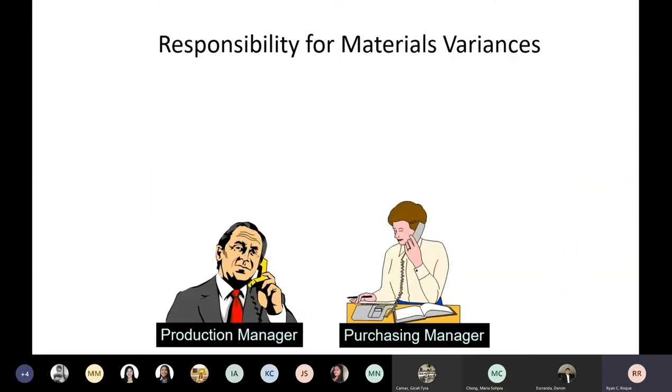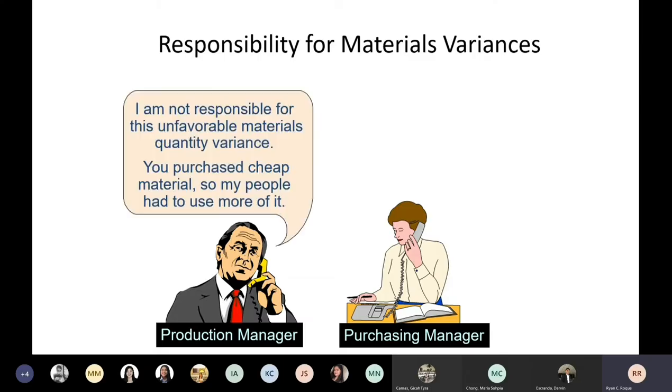Ayan. And ito po, sample lang ng conversation ng production manager and purchasing manager. By the way, si production manager ang in charge pagdating sa more on quantity variance. Lahat ng variances na may kinalaman sa quantity, si production manager ang sumasagot. Si purchasing manager, saan siya pwedeng pumasok? Sa price variance ng materials.